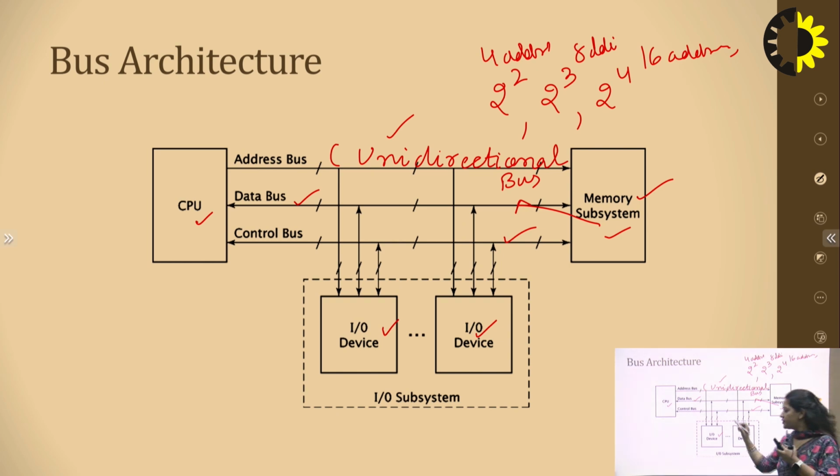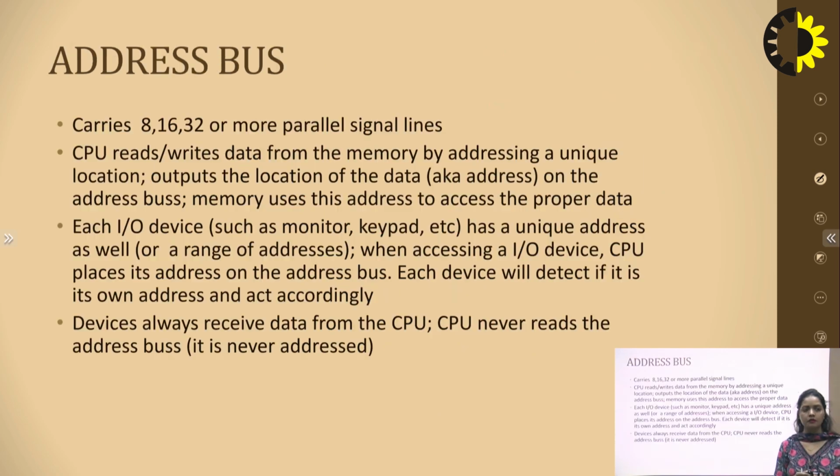Along with that, which kind of operation is to be performed? Either a reading operation or a writing operation will be indicated by control signals generated by the control bus. These signals are issued by the CPU, and then the device will come to know whether the reading operation is to be performed on the memory or the input output device. So there is a code for that. That code will be flowing in the control bus.